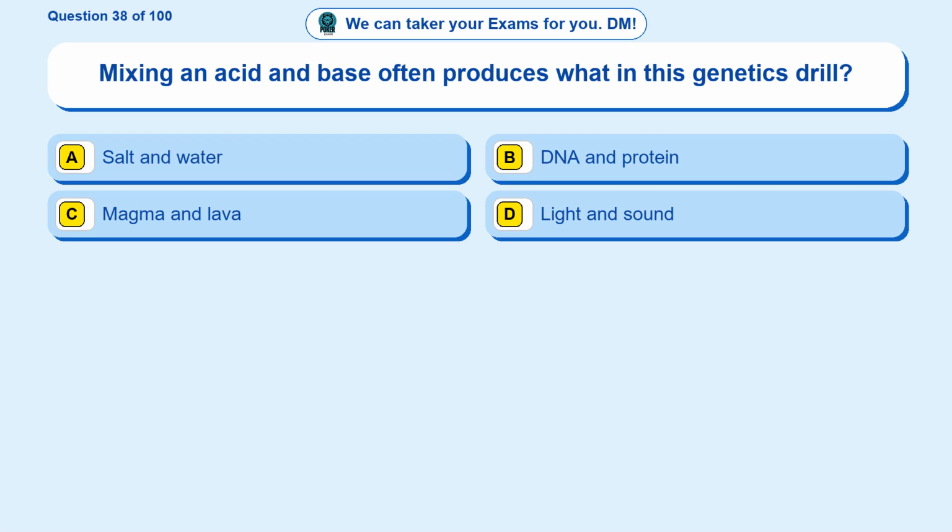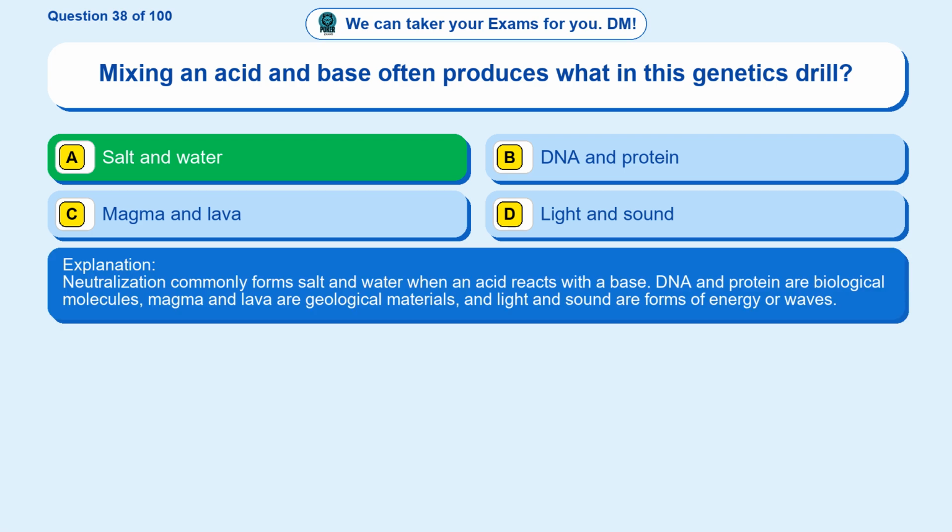Question 38. Mixing an acid and base often produces what in this genetics drill? Option A, salt and water. Option B, DNA and protein. Option C, magma and lava. Option D, light and sound. The correct answer is option A. Salt and water. Neutralization commonly forms salt and water when an acid reacts with a base. DNA and protein are biological molecules, magma and lava are geological materials, and light and sound are forms of energy or waves.